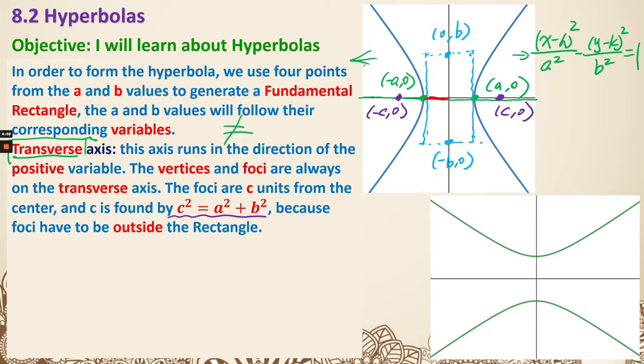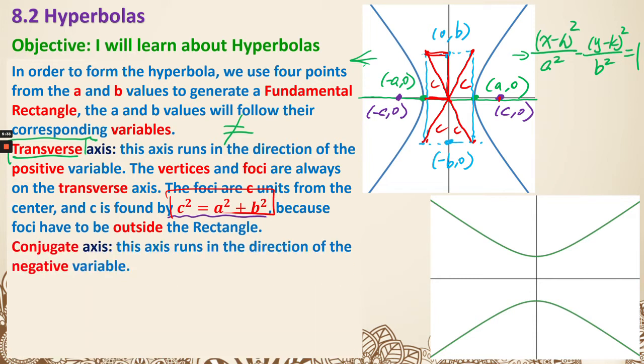If this value is a and this value is b, I can connect them, and there's my c. These values are all going to be c. So if I connect all of these points with the foci, I would form a circle with a radius of c. That is something interesting about hyperbolas. It has this major setup: c squared equals a squared plus b squared.